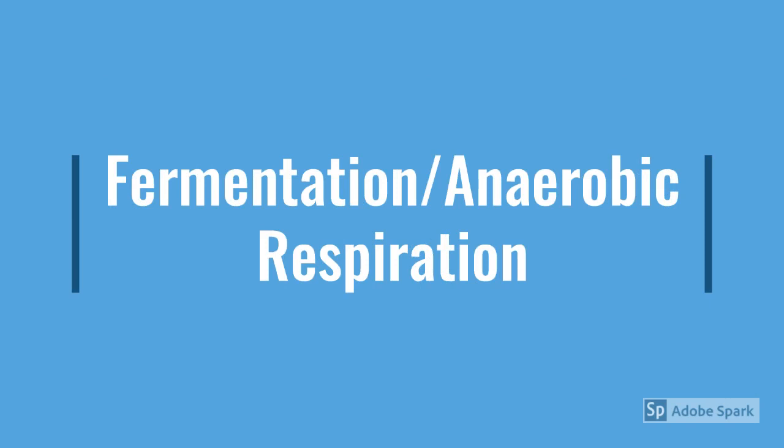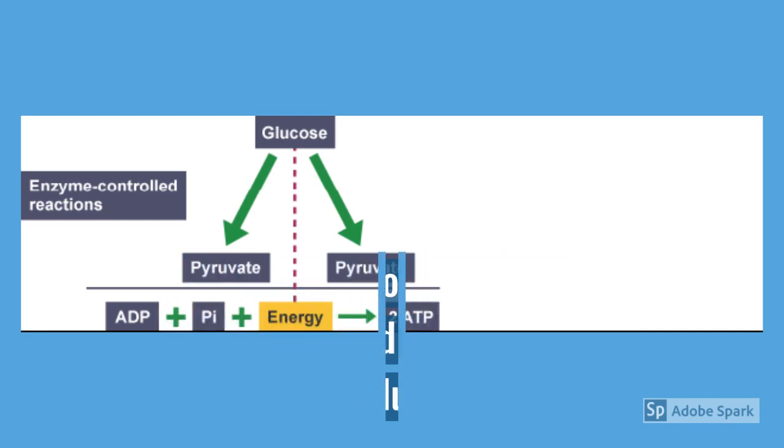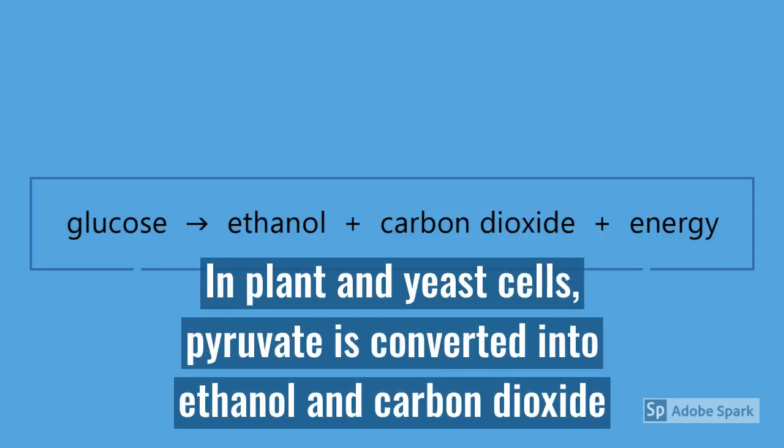Let's talk about fermentation first. In fermentation, glucose, which we get from food, is converted into pyruvate. This then produces 2 ATP. In plant and yeast cells, pyruvate is converted into ethanol, which is a type of alcohol, carbon dioxide, and energy, which is the 2 ATPs that we made. I know that the diagram says glucose, and whilst that isn't wrong, it would be more specific to say pyruvate, as glucose is broken down to pyruvate before any conversions.